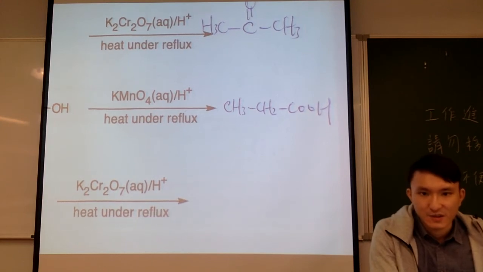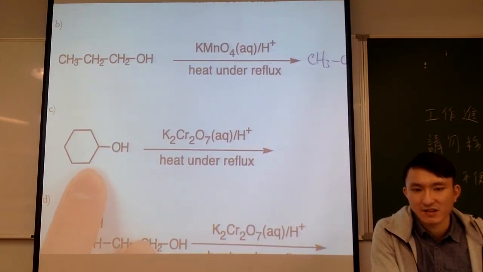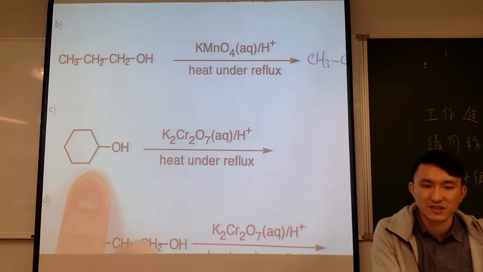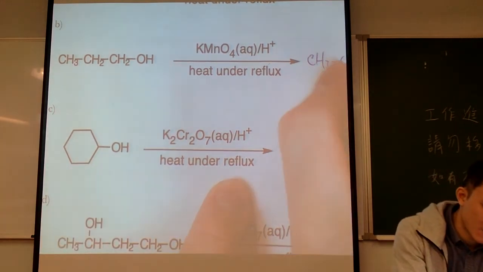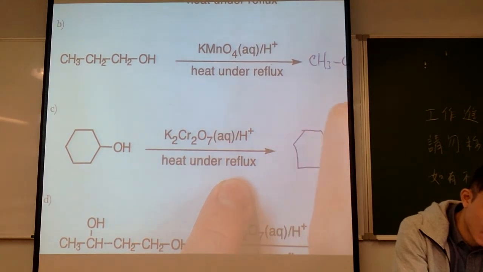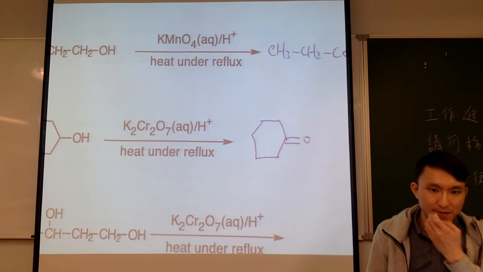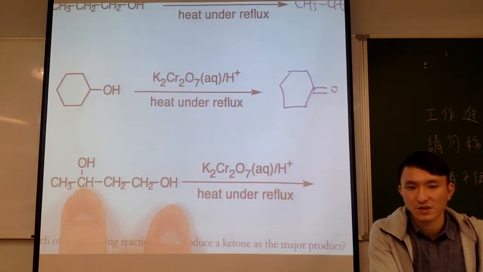And then we have cyclohexanol. This one is actually a secondary alcohol, so it will oxidize to form a ketone, like this.